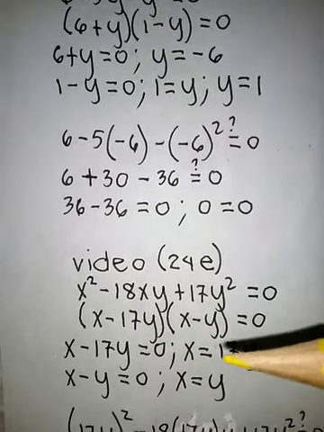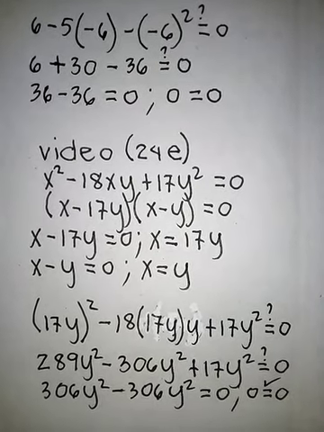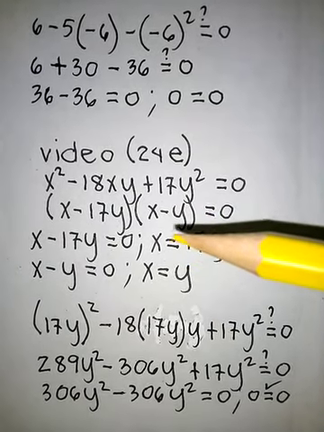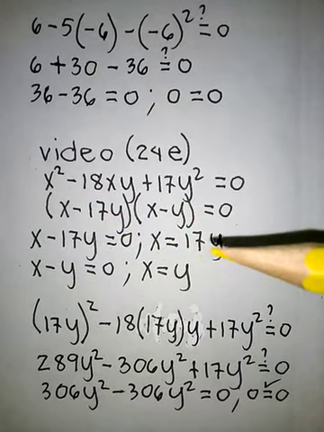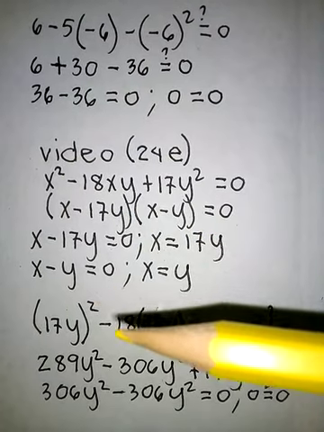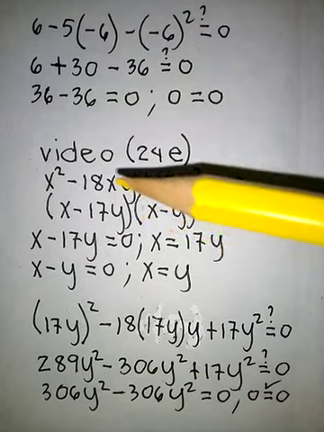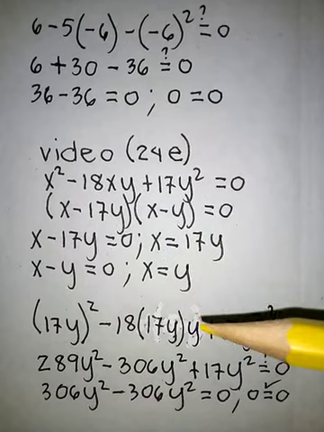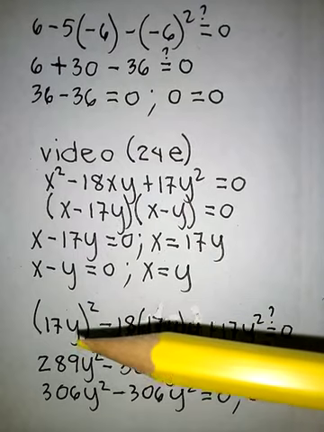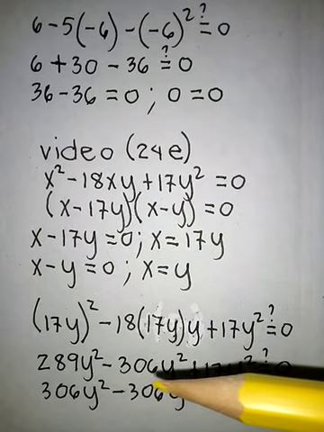So, let's now substitute the values to the original equation. So, we have x is equal to 17y. So, substitute the value of x, 17y, to the original equation. So, we have x squared or 17y quantity squared minus 18x, which is 17y, multiplied by y, plus 17y squared. Is this equal to 0? So, 17y squared is equal to 289y squared, minus 18 times 17 is equal to 306.